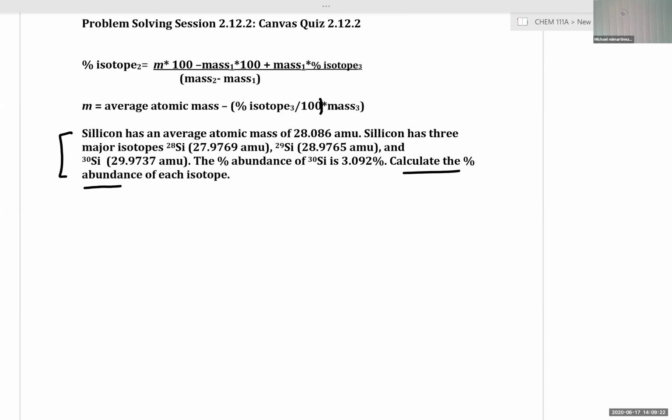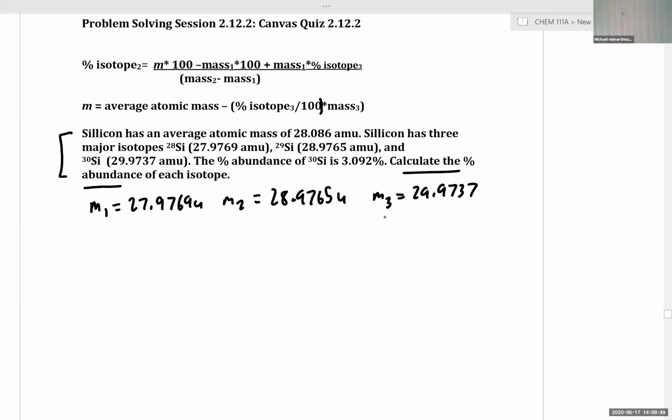Okay, we have a nice pool of responses to discuss, so let's talk about this problem. First and foremost, let's make a table of values that we know. The mass of isotope 1, which we'll call silicon 28, is 27.9769. The mass of isotope 2 is 28.9765. The mass of isotope 3 is 29.9737. And the percentage of isotope 3 is 3.092%.